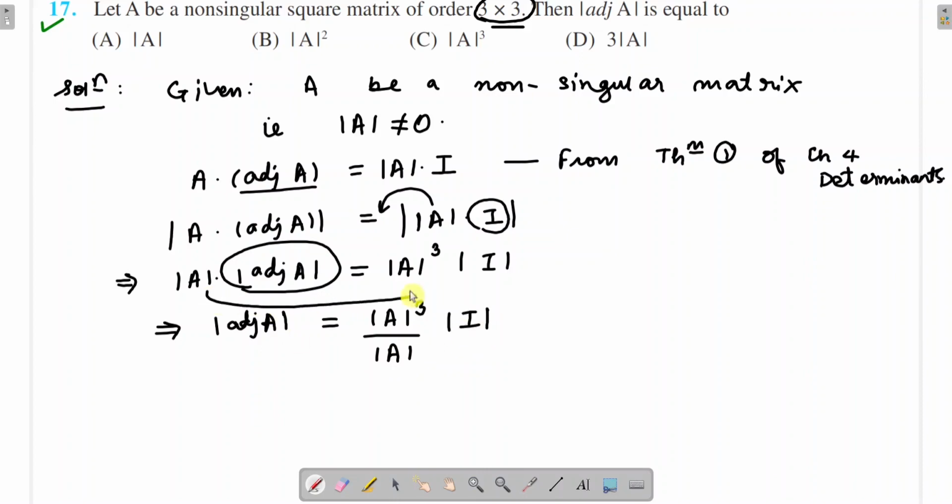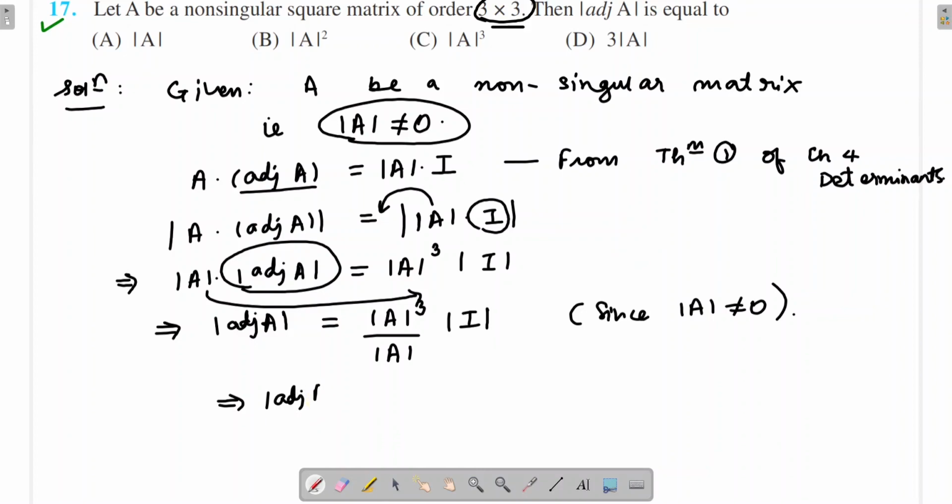Now this we can take on the right hand side. Why? Since determinant of A is not equal to 0, that is from this. Here we had determinant of A not equal to 0, so we can take determinant of A on the right hand side. We will get this equation. So this will imply determinant of adjoint of A will be equal to, determinant of A will get cancelled.